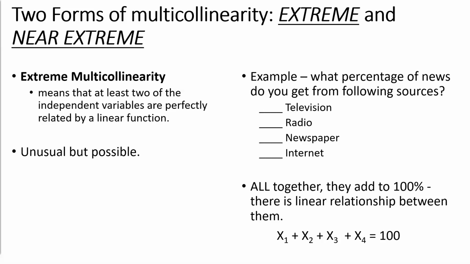And that's a linear expression where x1 plus x2 plus x3 plus x4 equal 100. And so each individual variable will be 100 minus the other three. So there is a linear relationship among these variables. So you would have perfect collinearity among these variables.